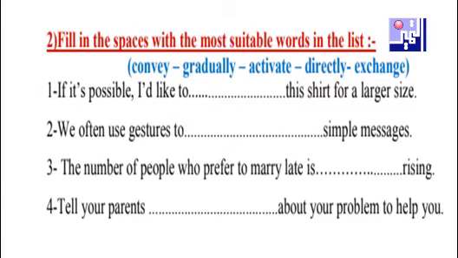Number 3, the number of people who prefer to marry late is blank rising. We speak about the number of people who prefer to marry late nowadays is what? Rising. That's right, is gradually rising. Excellent. The last one, tell your parents blank about your problem to help you. Now we have only 2 choices here. The first one, activate or directly. Tell your parents activate about your problem to help you, or tell your parents directly about your problem to help you. Excellent. Tell your parents directly about your problem to help you.